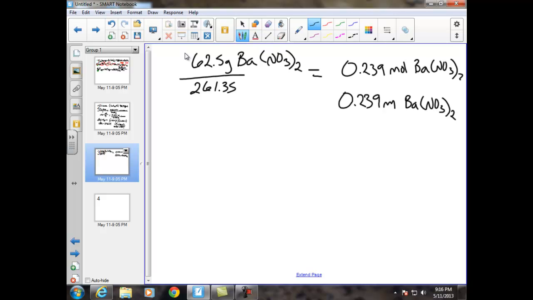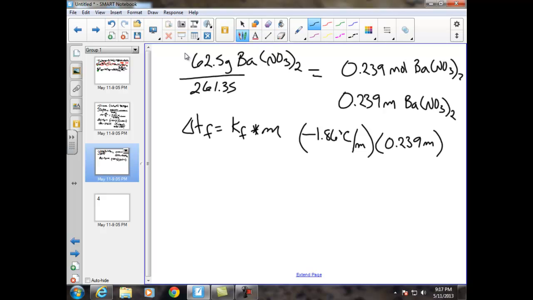And then I just have to figure out my freezing point. So my equation, ΔT_f equals K_f times molality. This was in water, so I have negative 1.86 degrees Celsius for every molal concentration I have, and a 0.239 molal concentration. So I do that math, negative 1.86 times 0.239, and I get a negative 0.44454 degrees Celsius temperature change.